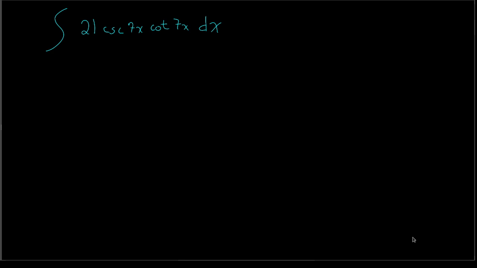Okay, we're going to be looking at this trigonometric function. One of the things we have going for us is if we recognize in our differentiation rules that the derivative of cosecant, so d/du of cosecant u, is equal to negative cosecant u cotangent u du. So we have that form here.